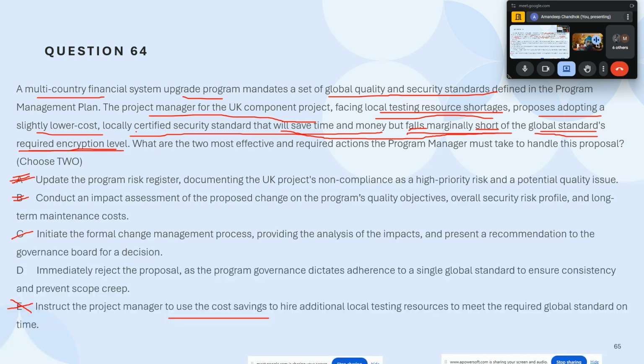No, no. See, look into this, right? Locally certified security standard. Okay. So what they are saying is resources are short. He's saying that let's go with the lower cost, locally certified security standard. This local security standard will save time and money, means it will be able to finish things faster. But the standard itself does not completely align with the global standard. Correct. But what is local testing resource? Is it like people or budget? So shortage over here, this one is more hinting towards people.